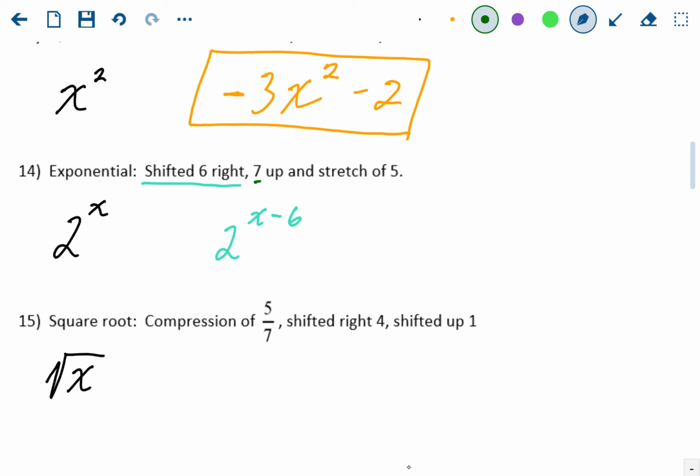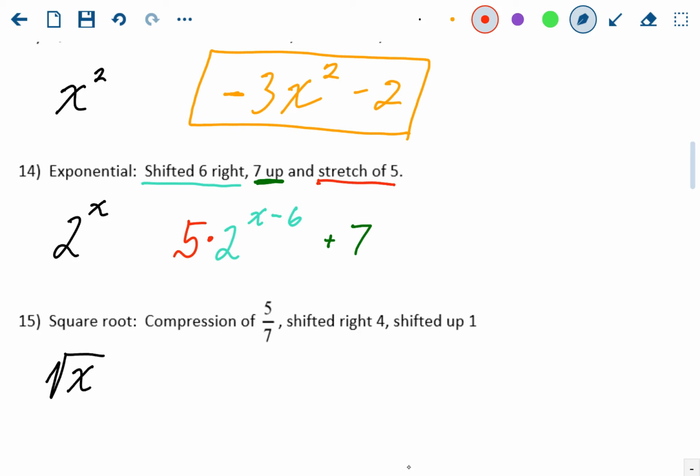Next up is up 7. Okay, so up 7 has to go outside of the exponent. It's going to go at the end, plus 7. And then stretch by a factor of 5. The factor of 5 part, the stretch, has to go out front of the parent function. So we're going to have a 5 out front. So it's 5 times 2 to the x minus 6 power plus 7.